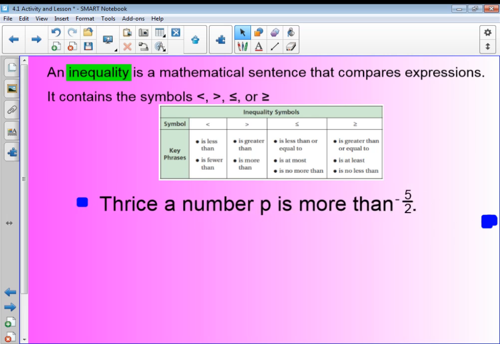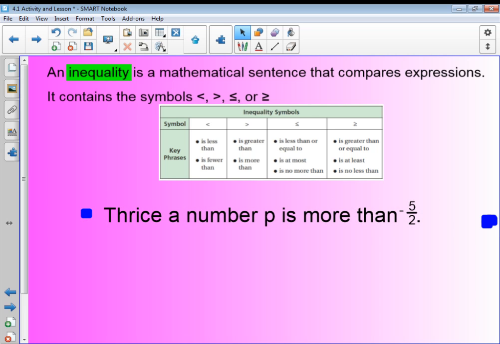Let's try one more. Once again, some different wording. Thrice a number P is more than negative 5/2. Thrice a number would mean 3 times a number, and they want us to use P for the number. Is, so that's where I'm going to put my inequality symbol, more than negative 5/2. Could it include negative 5/2? If it's "more than," no, it will not include that.